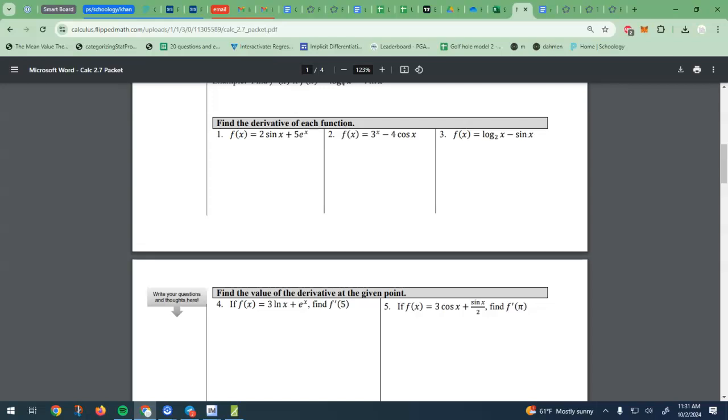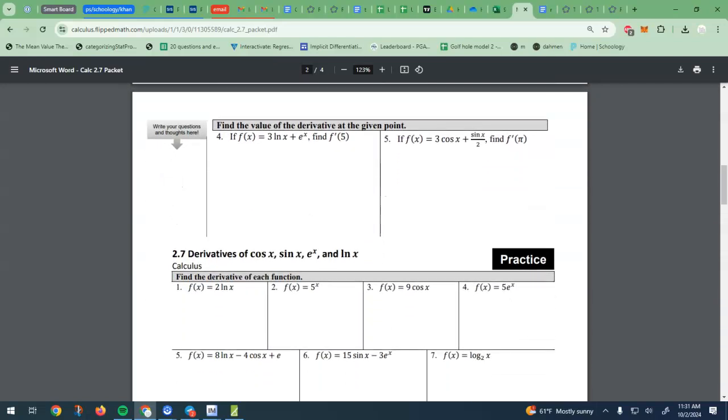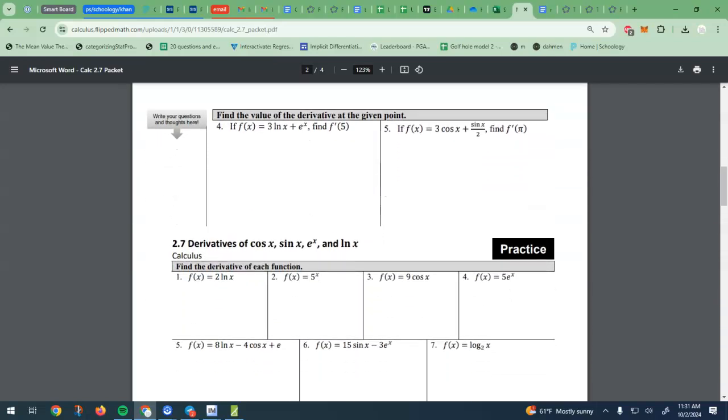4 and 5, now you've got to work with them a little bit. So you're just finding the derivative and then plugging in. Let's go through a couple. So the derivative of 3 ln of x, 3 drops. The derivative of ln of x is 1 over x. Plus derivative of e to the x is e to the x.